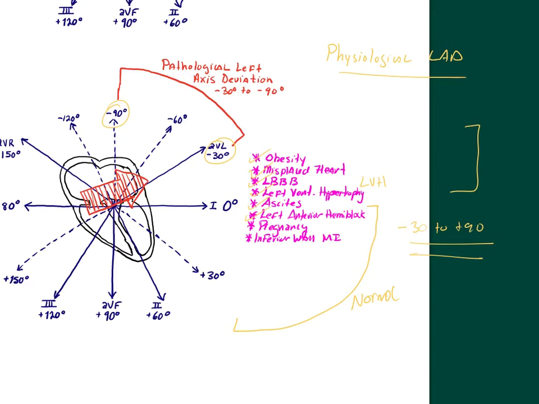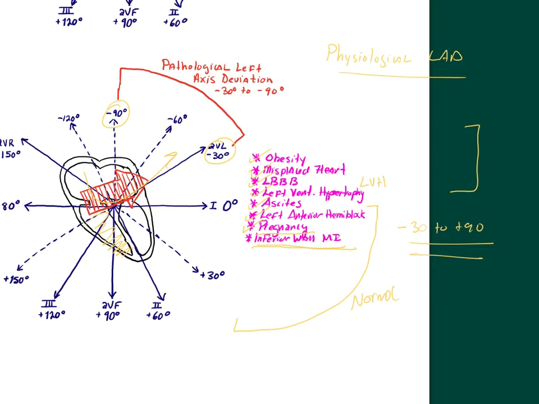Left anterior fascicular hemiblock instead of left posterior. Pregnancy is a big one. Pregnancy can definitely cause that, because what does pregnancy do? It pushes up on the heart. And then the presence of inferior wall myocardial infarction. If you compromise this part of the heart, it makes sense that the axis would shift away from the area that's damaged and toward the left. You guys okay with that? It kind of makes sense?